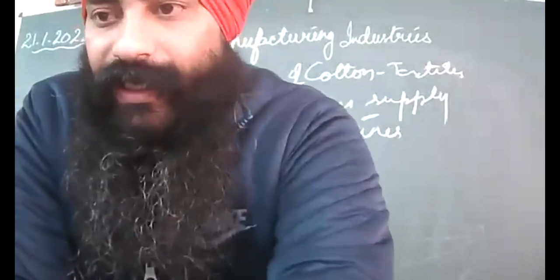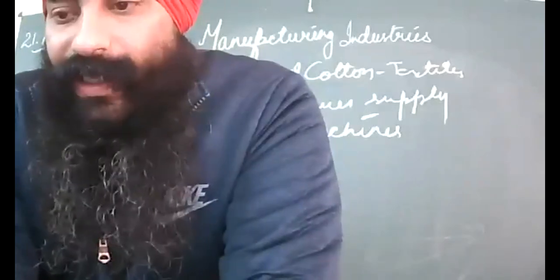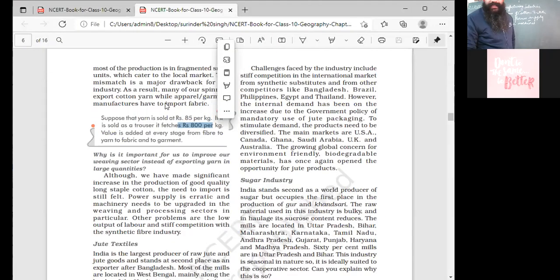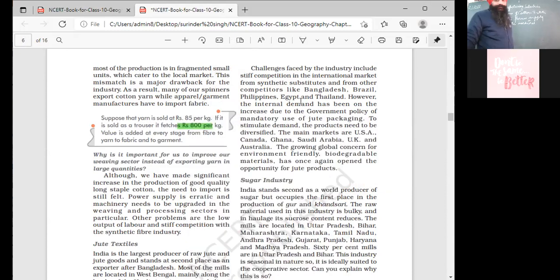For example, if 1 kg of yarn sells at 80 rupees, the same yarn used for manufacturing a trouser sells in the market at more than 1,000 rupees. So there is more profit margin in the finished product as compared to yarn or fabric; more profit margin is possible through manufactured goods. Clear?